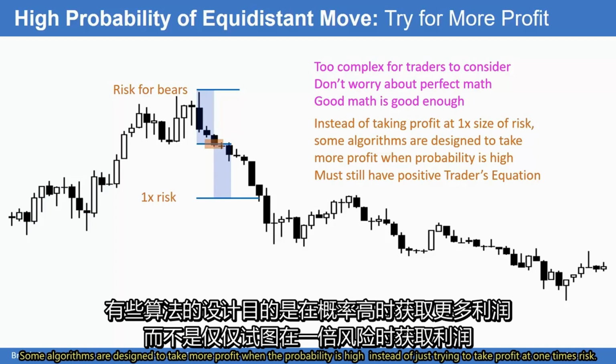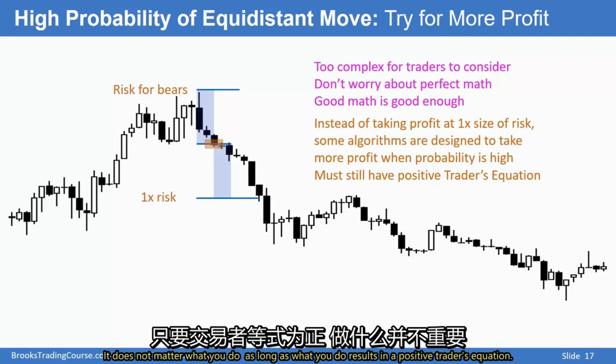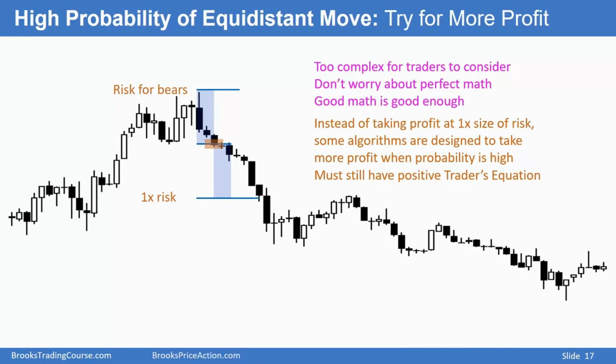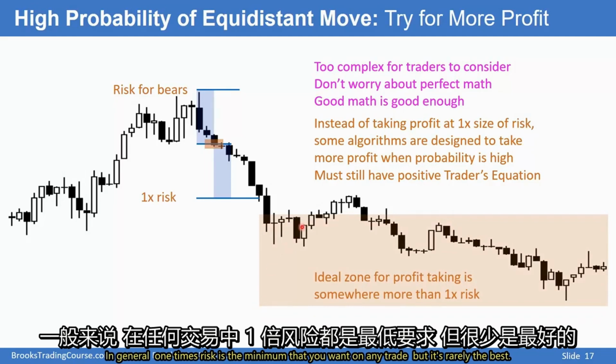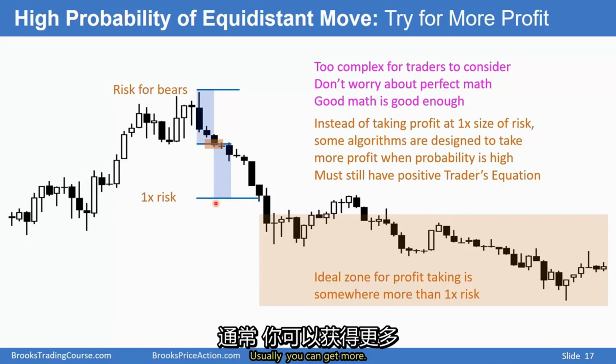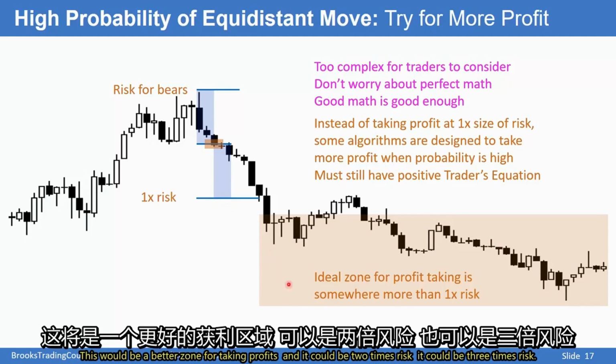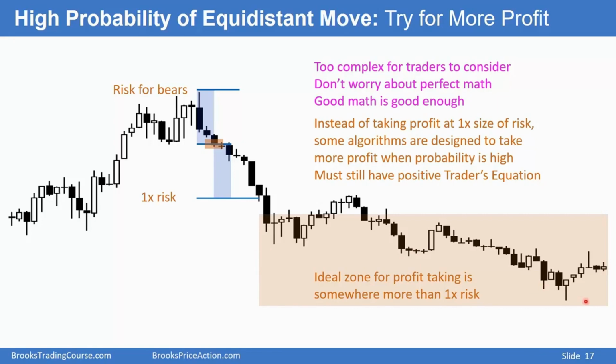Some algorithms are designed to take more profit when the probability is high, instead of just trying to take profit at 1 times risk. It does not matter what you do, as long as what you do results in a positive trader's equation. In general, 1 times risk is the minimum that you want on any trade, but it's rarely the best. Usually you can get more. This would be a better zone for taking profits. And it could be 2 times risk, it could be 3 times risk.